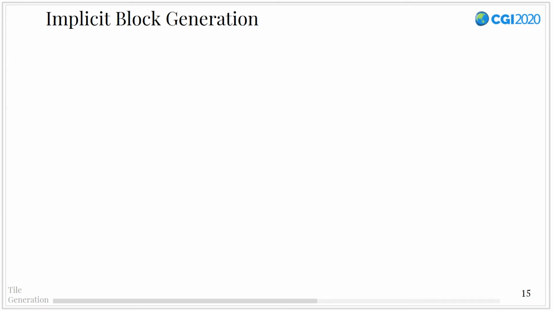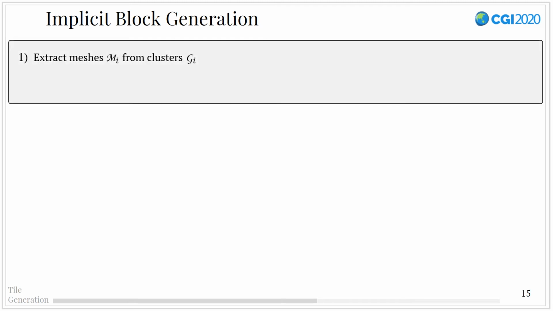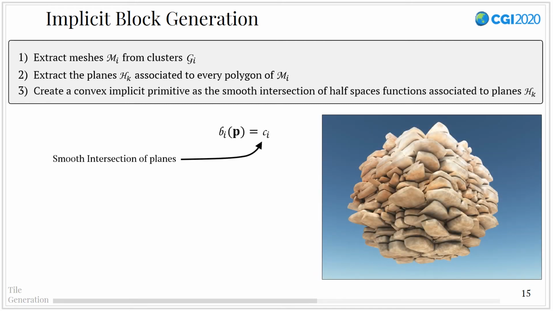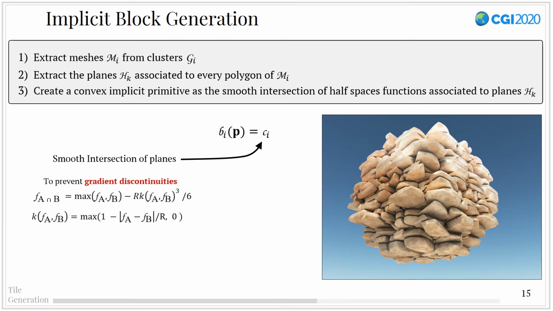Recall that our goal is to create implicit primitives for representing the meso and microscale details of virtual terrains. From the previously computed clusters Gi, we compute polygonal meshes using the quickhull algorithm. For each triangle in a mesh, we extract planes Hk and create an implicit primitive defined as a smooth intersection of half-space functions associated with the planes Hk. Using a smooth intersection operator is mandatory to prevent gradient discontinuities. For this operator, we use the following equation.